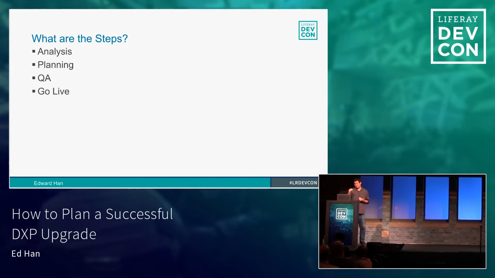After planning comes development, sorry, I missed development in here. So between planning and QA, there's a development phase where you're actually performing the upgrade on your code. And then the QA stage is where you are making sure all of your requirements are met, performance is meeting targets, things like that. And finally, the go live, where you're actually launching.